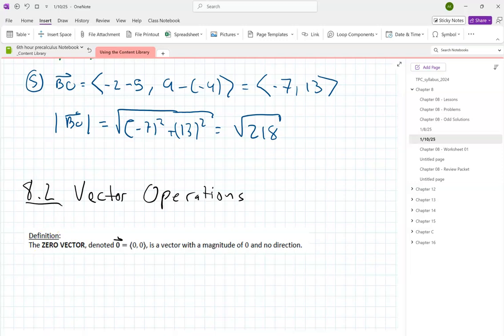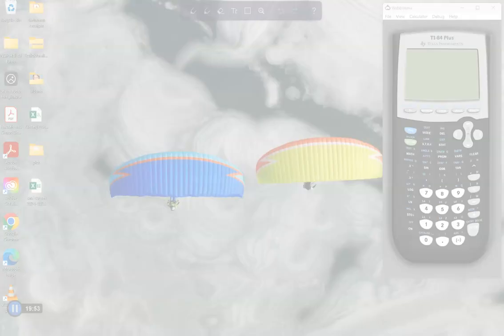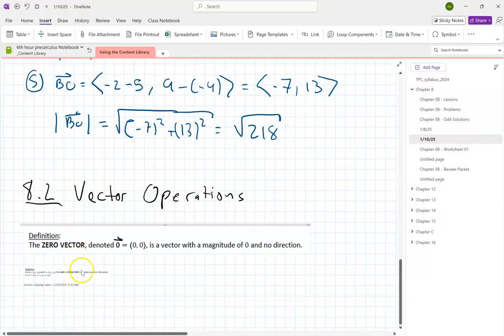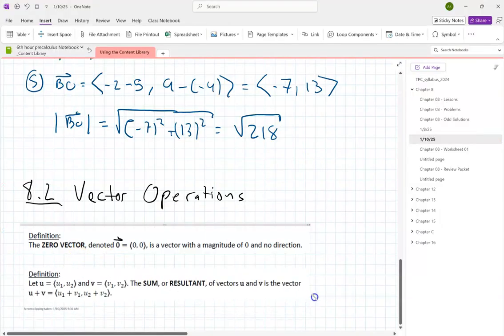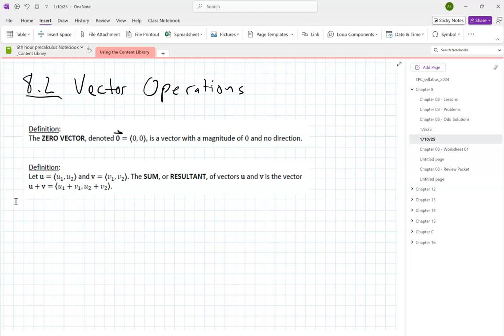So if we want to add 2 vectors, we'll start with vector addition. So if we have the vector u, which has got the components u1 and u2, and the vector v with components v1 and v2, if we add them together, the sum, or often we'll use the term resultant vector. So sum and resultant in vector speak kind of mean the same thing. It's just going to be the sum of the x components plus the sum of the y components. That's all we're doing.